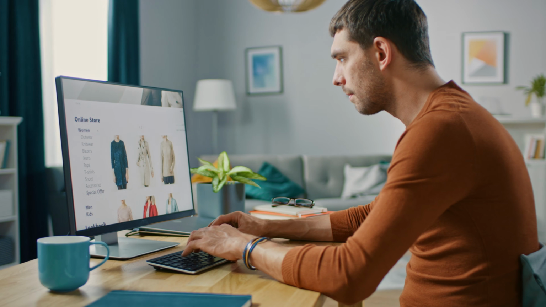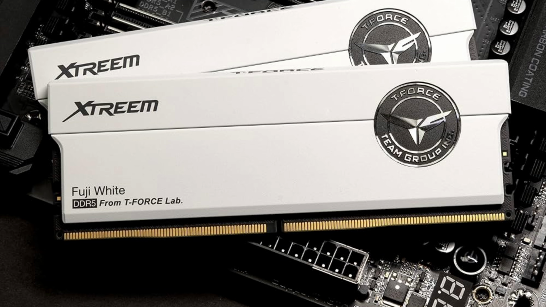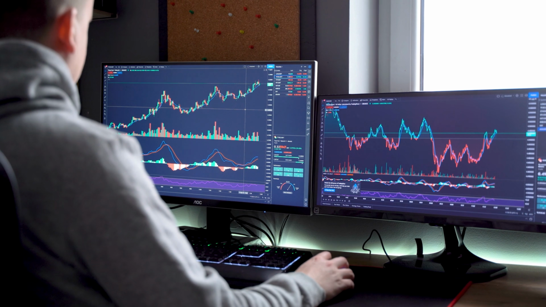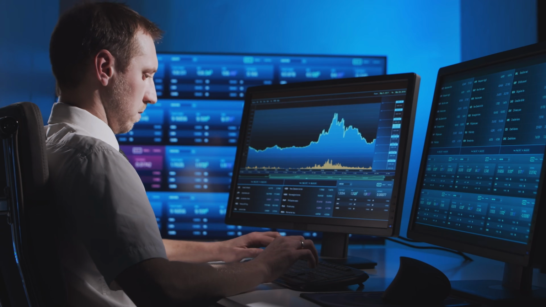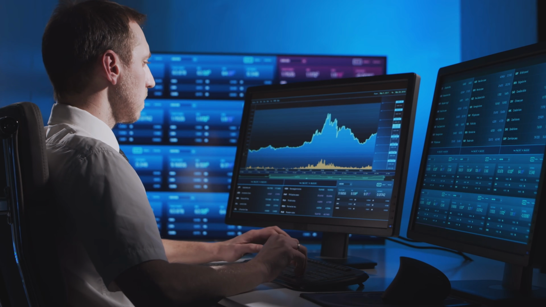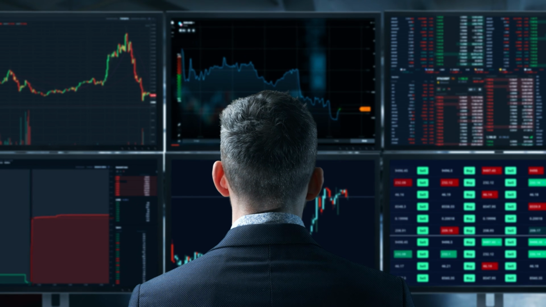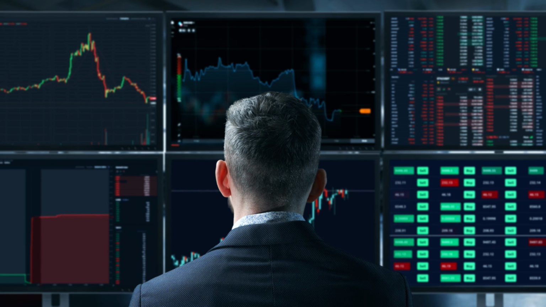Non-traders think a computer's a computer. They check email, they browse Amazon, they watch YouTube, and they never really push their RAM past a fraction of what's there. You're doing something completely different. You're feeding a live fire hose of market data into multiple programs for hours without a break. That's not normal computer use. That's an industrial-grade workload, and it needs industrial-grade headroom.